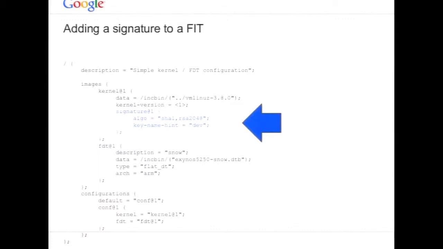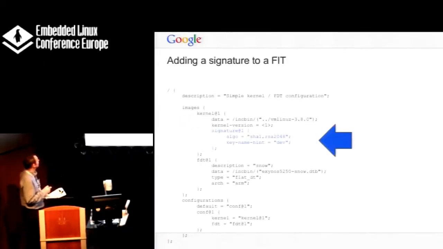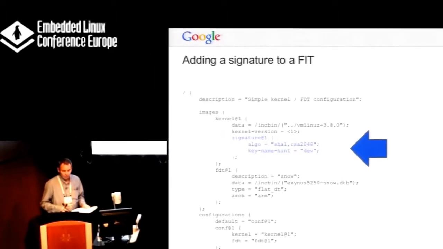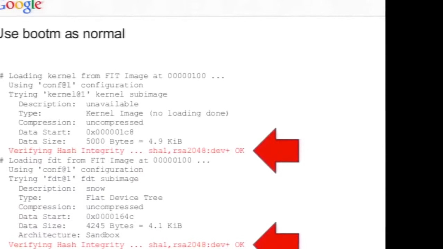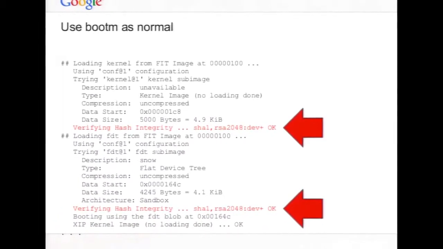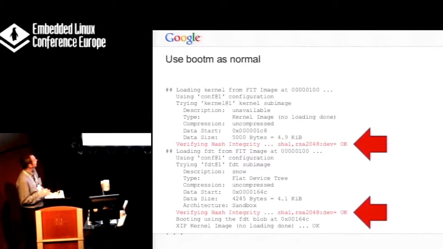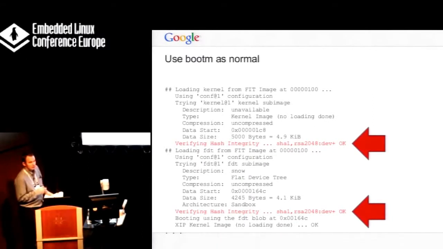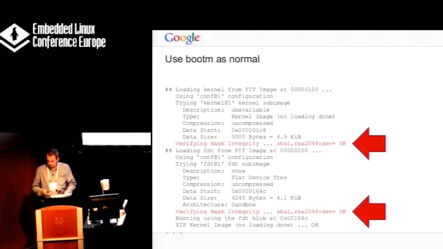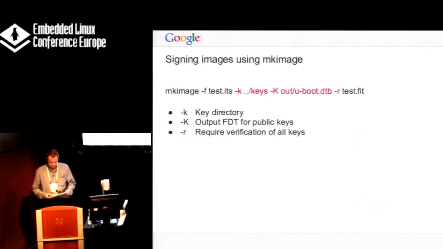So having decided we're going to use FIT, how do we add a signature to it? Well, you saw the hash before. We just replace the hash with this little bit here, signature. Essentially here we're saying, here's the signature that we want to use, and here's the signature algorithm we want to use. When you run bootm to boot the thing, it boots as normal. You'll notice these new things here where it says we're verifying hash integrity and SHA-1 RSA 2048. So you get these extra lines in the output, but otherwise bootm was working as before.